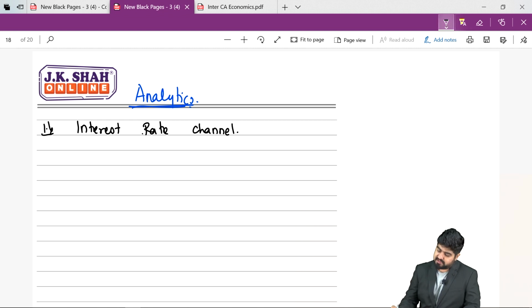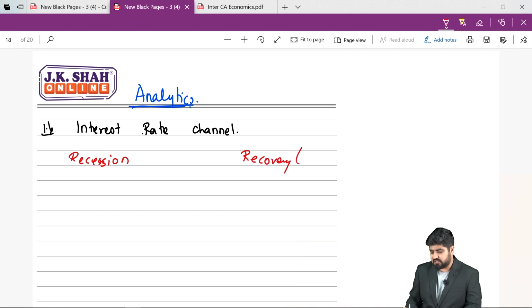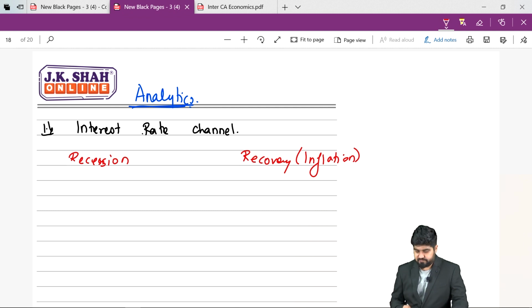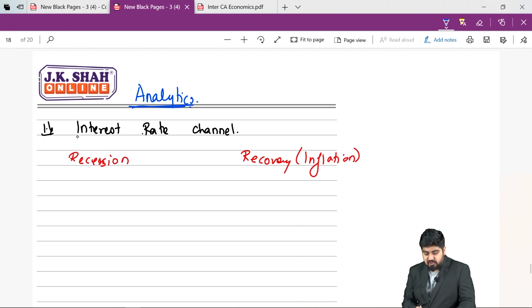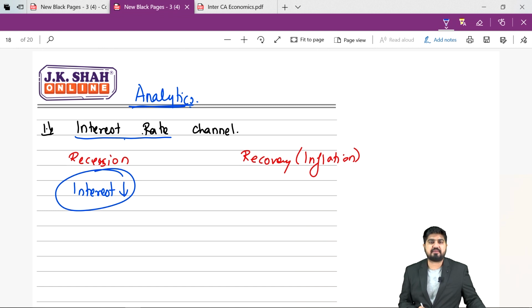So interest rate channel, interest will be influenced either at the time of recession or at the time of recovery. See friends, when I say recovery, I mean to say when there is inflation in the country. So we need to understand how RBI is going to influence the level of interest rate in order to protect economy from recession and from inflation. So at the time of recession, what will RBI do? RBI will try to curtail or reduce the level of interest rate in the market.